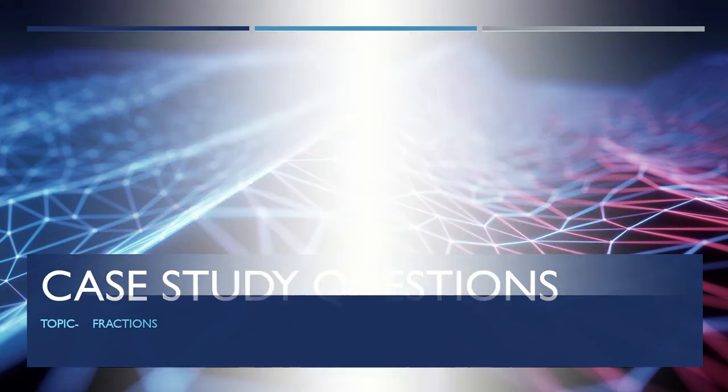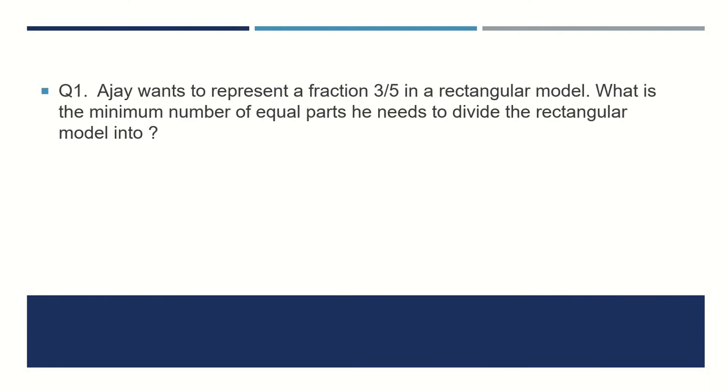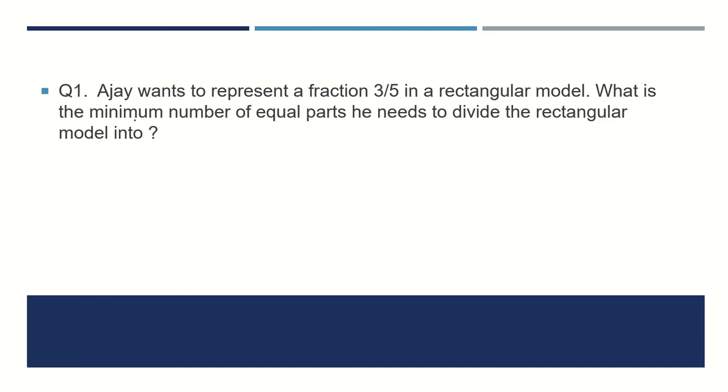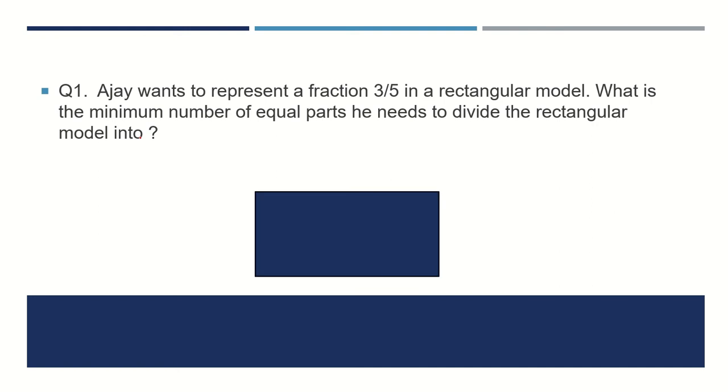So, my first question is: Ajay wants to represent a fraction 3 by 5 in a rectangular model. I have a rectangle. What is the minimum number of equal parts he needs to divide the rectangular model into? It is clear from the question that I have a rectangle, as you can see here, and the fraction given is 3/5.